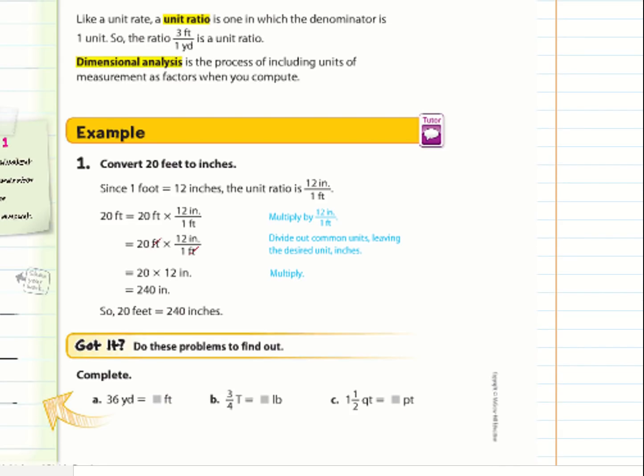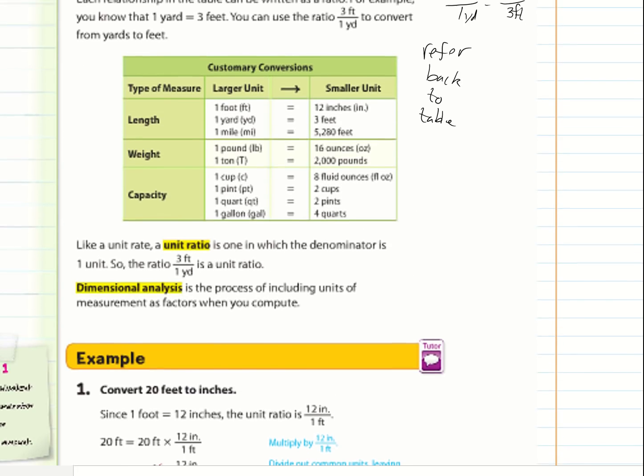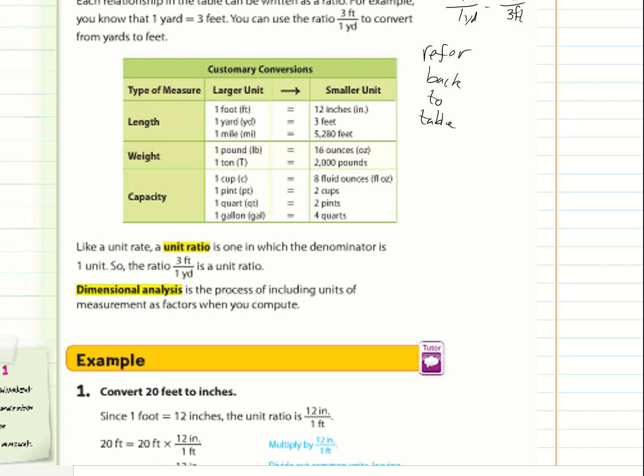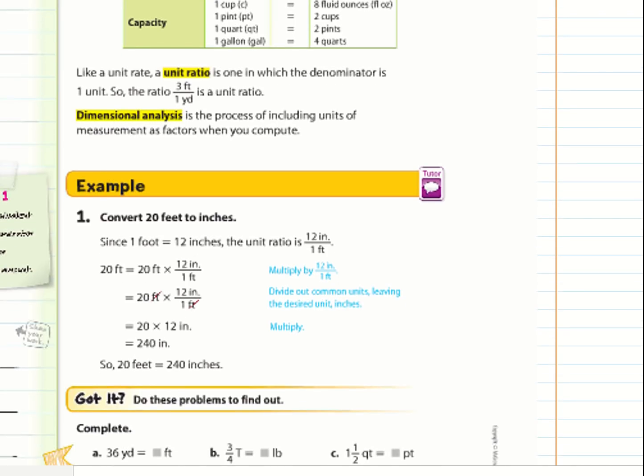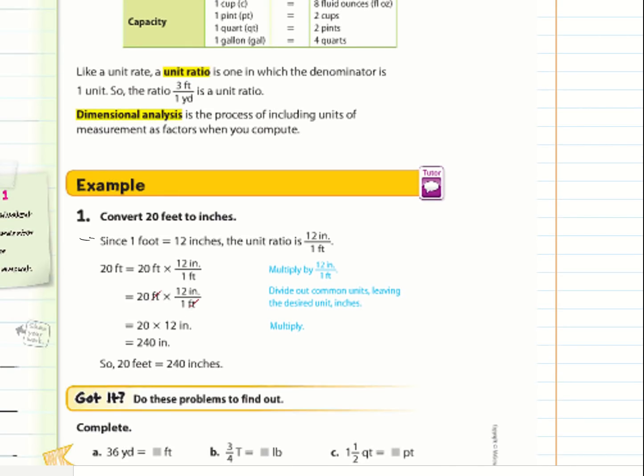Alright, so example 1, convert 20 feet to inches. So this is going back to the table. We know this is length. So 1 foot equals 12 inches. That's the very first one. So since 1 foot is 12 inches, the unit ratio is 12 inches to 1 foot.